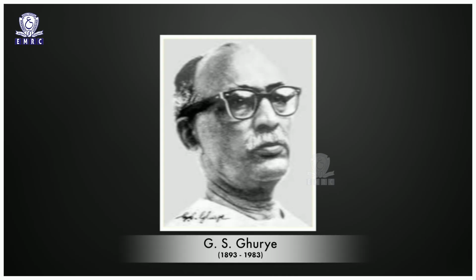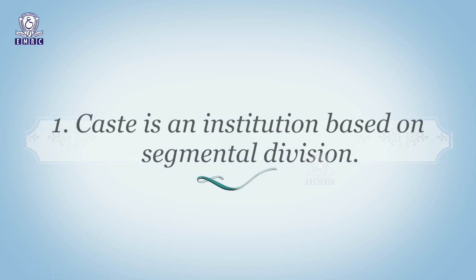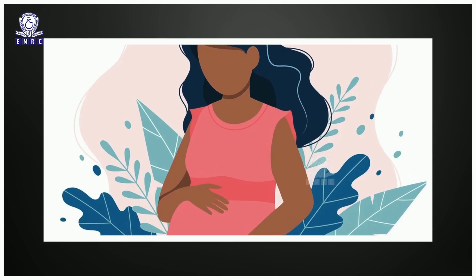Ghurye is also known for offering a comprehensive definition of caste. His definition emphasizes 6 features which were derived from various indological studies done by him. Number 1, caste is an institution based on segmental division. This means that caste society is divided into a number of closed, mutually exclusive segments or compartments. It is closed as caste is decided by birth. The children born to parents of a particular caste will always belong to that caste.